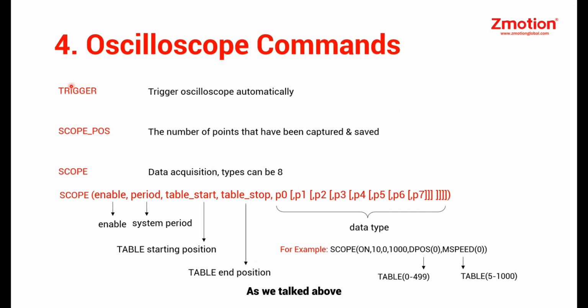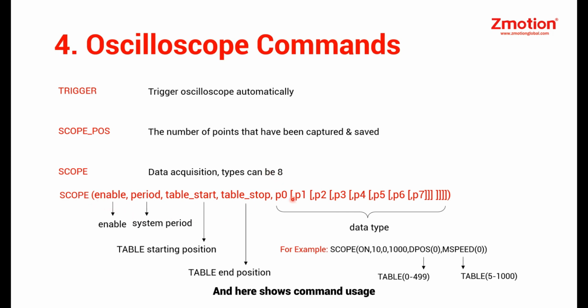As we talked above, trigger is one command used in oscilloscope. In addition, there are two other commands. Number 1, scope pause. It can only be read for data captured and saved. That is, if captured already, the returned value is the same as depth. Number 2, scope. It is to save captured data into table. 8 types of data can be captured at the same time. These types are options in source.